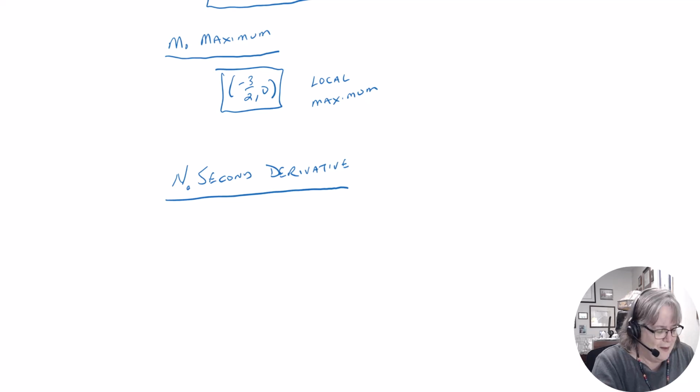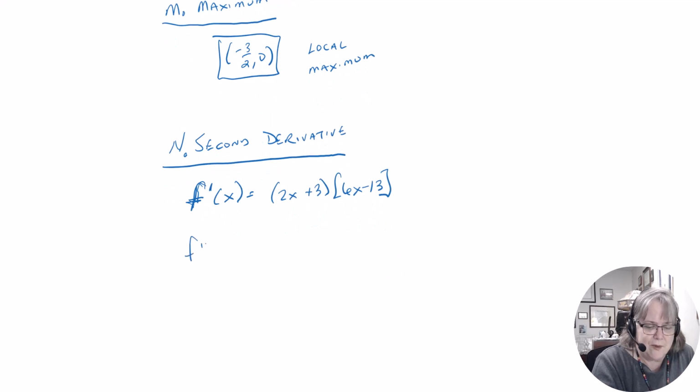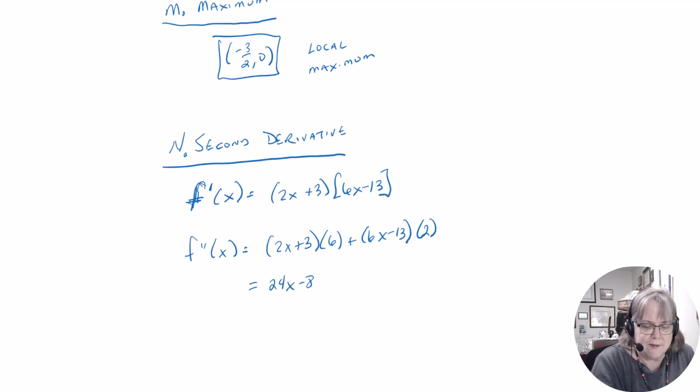All right, now the first derivative, just to remind ourselves since it's way back up there, was 2x plus 3 times 6x minus 13. Okay, so the second derivative would be the first times the derivative of the second, which is 6, plus the second times the derivative of the first, which is 2. So this turns out to be 24x minus 8.